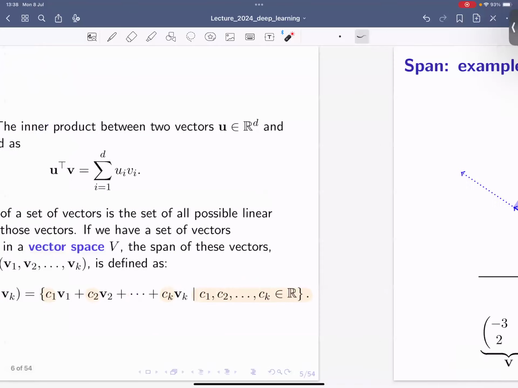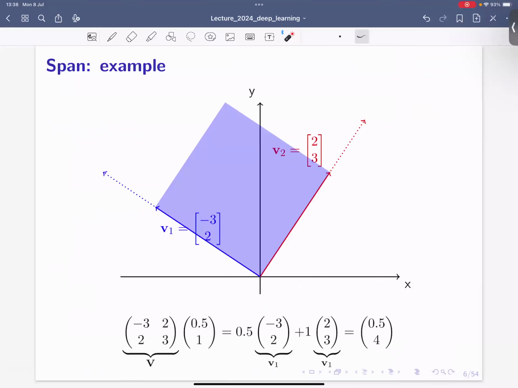Okay, let's look at it on a picture. So here, let me give you an example in 2 dimensions. So we have, let's say, just x and y. This is an example in R2, right? So d, the dimension, is equal to 2.